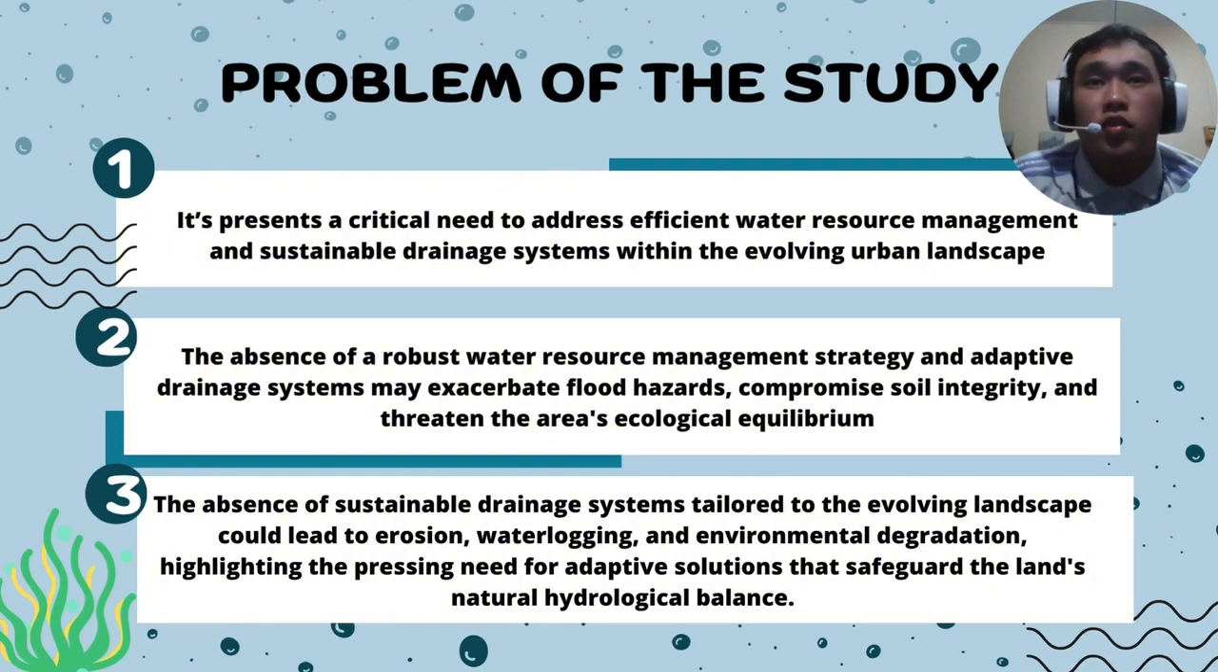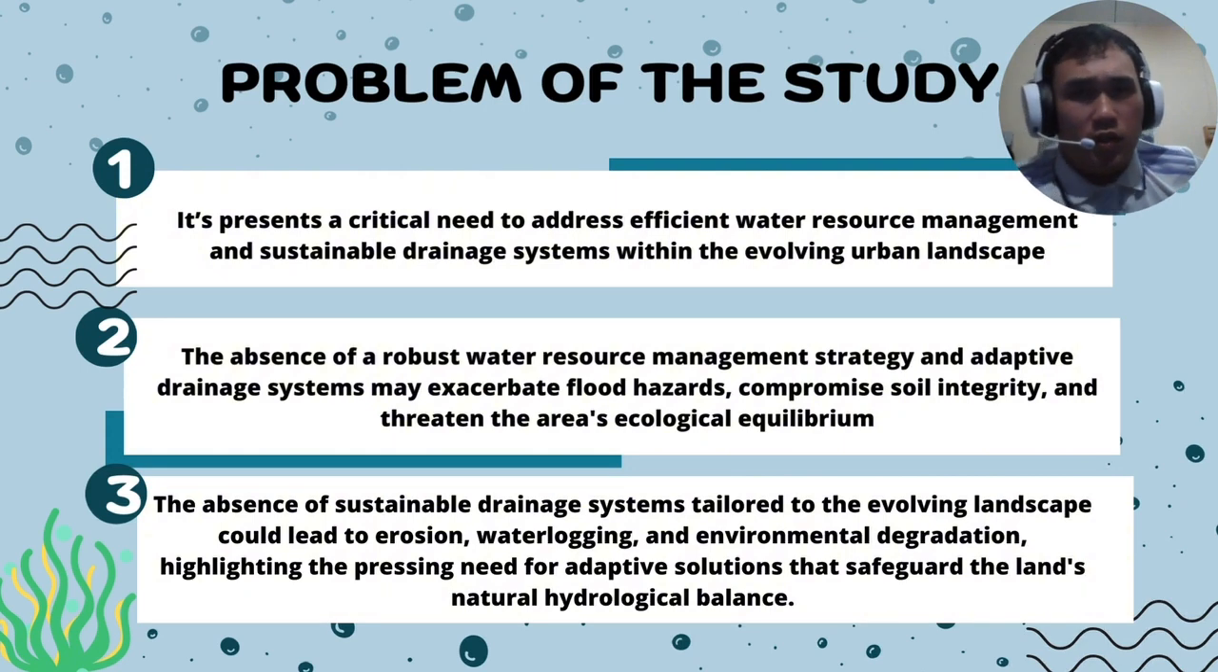As you can see, there are three problems of the study. The first presents a critical need to address efficient water resource management and sustainable drainage systems within the evolving urban landscape. The second, the absence of a robust water resource management strategy and adaptive drainage system, may exacerbate flood hazards, compromise soil integrity, and threaten the area's ecological equilibrium.